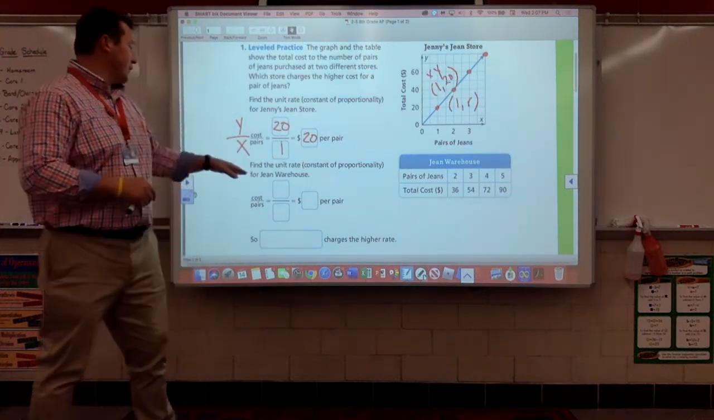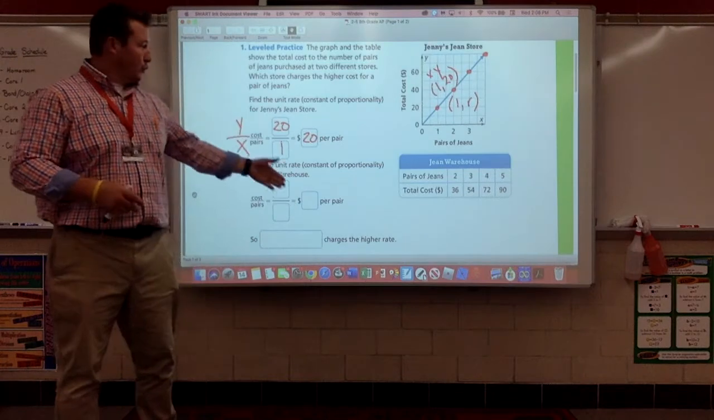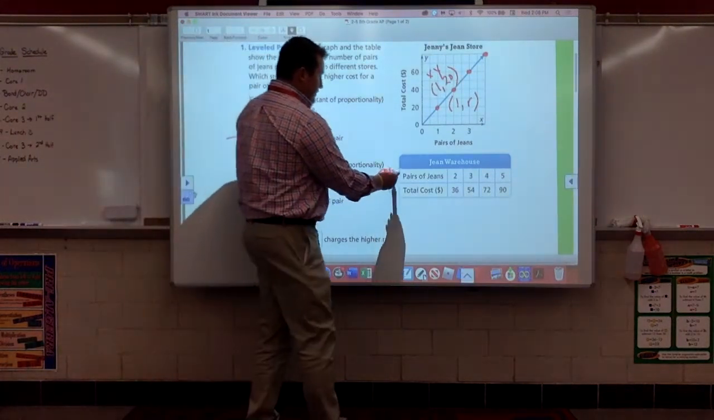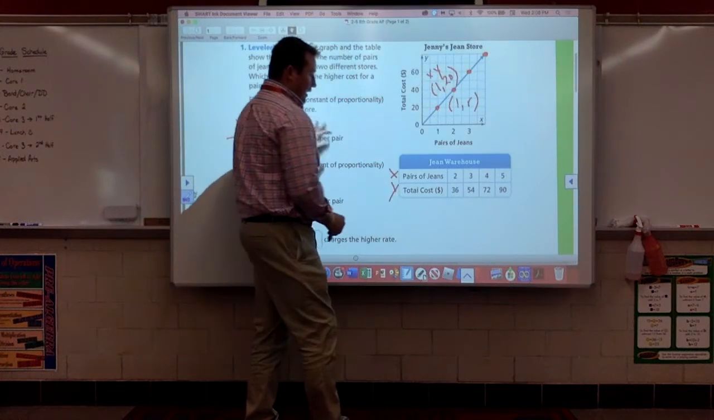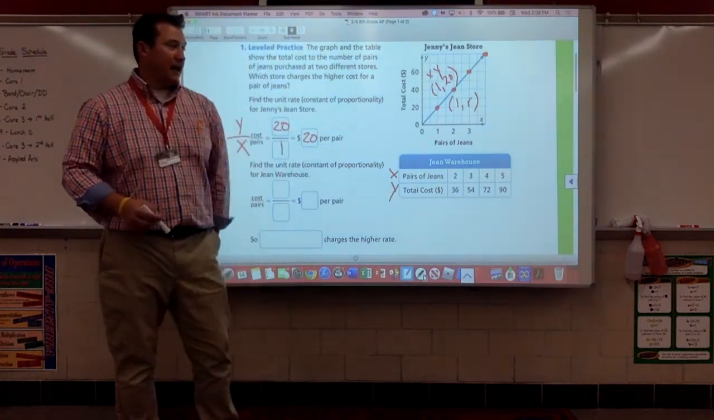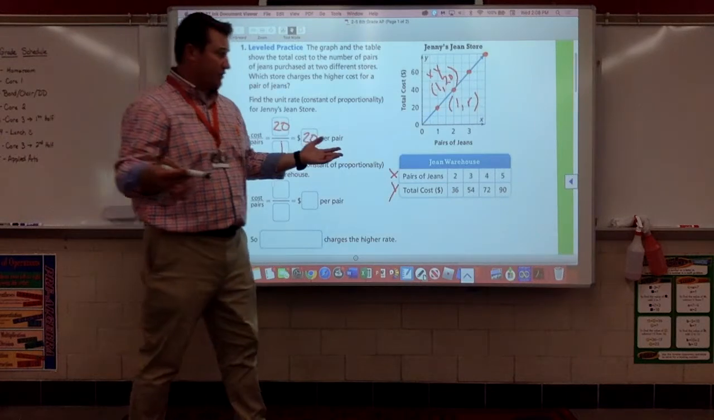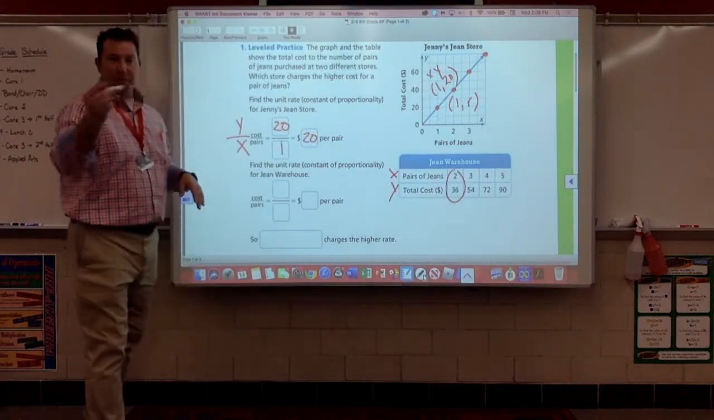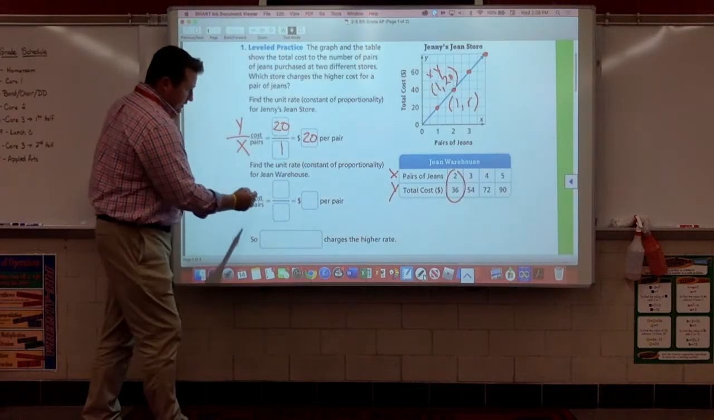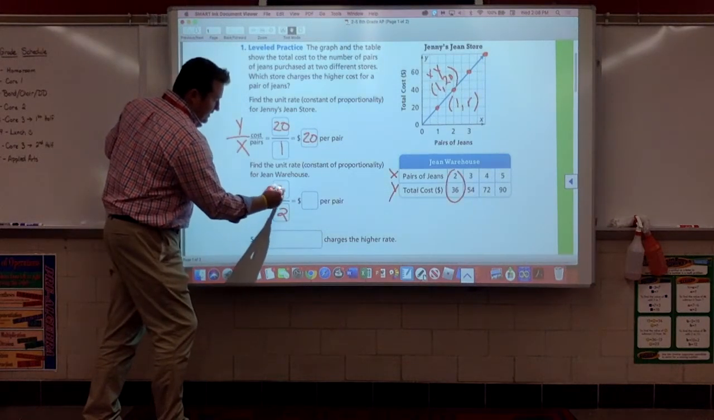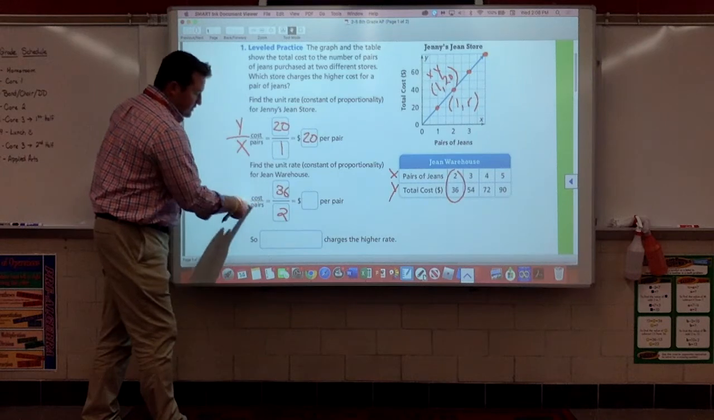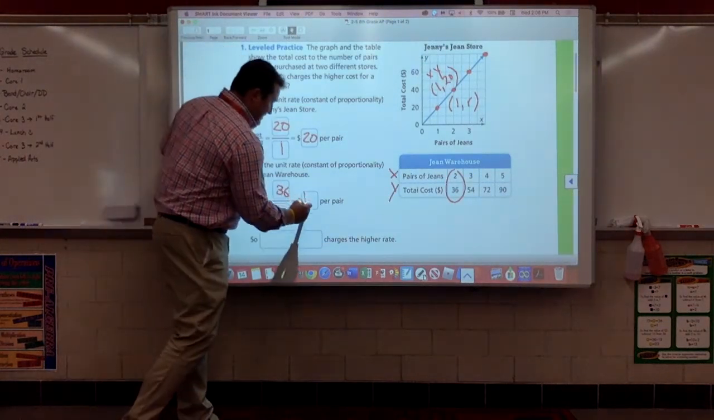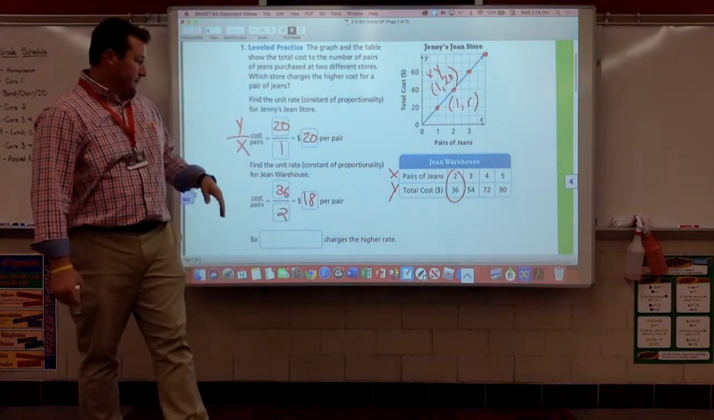It says find the unit rate for Jean Warehouse. We are going to do the same thing, folks, Y divided by X. So pairs of jeans is an X, right? Cost is a Y. You pick out any one of those you want to. Smaller numbers are typically better for us, so I'm going to pick out 2 comma 36, right? So 2 comma 36. 36 was the cost. 2 is the number of pairs. I'm going to do some mental math in my head. $18 a pair. All right.